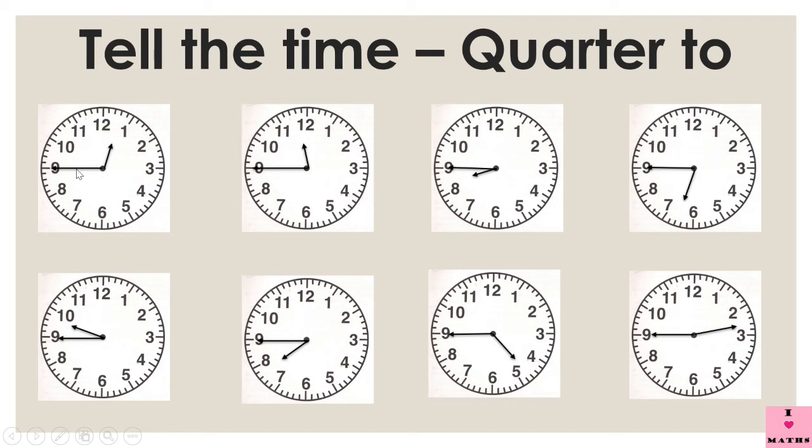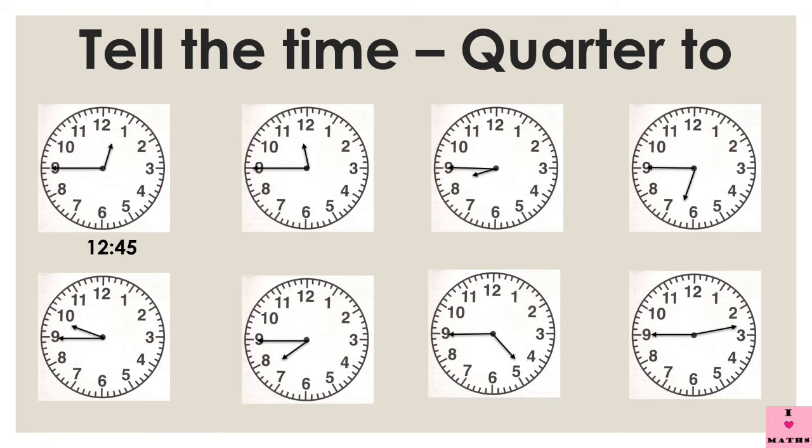Now, children, only 15 minutes are left. For what? For 1 o'clock. Look at the hour hand. It is about to reach 1. So, we call this time quarter to 1. But we write it as 12:45. It means 45 minutes have passed after 12. And we call it quarter to 1.